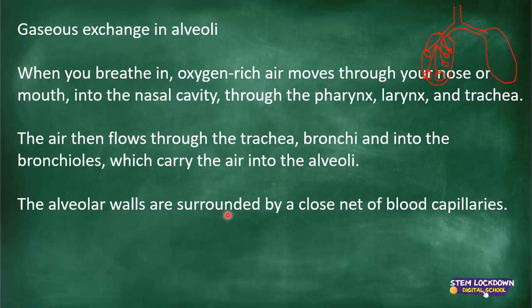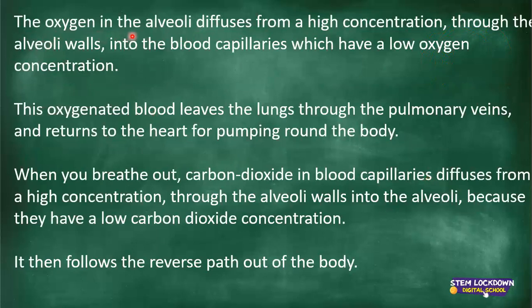The alveolar walls are surrounded by a close net of blood capillaries. We read that the alveolus is surrounded by lots and lots of blood capillaries, a network of blood capillaries. The oxygen in the alveoli diffuses from a high concentration through the alveoli walls into the blood capillaries, which have a low oxygen concentration. So remember the process of diffusion, you learned it in grade 10: the oxygen would move from a high concentration in the alveoli to the low concentration in blood capillaries. They move through these alveoli walls, meaning they're permeable, right? That allows the movement of oxygen molecules from a high concentration to a low concentration.